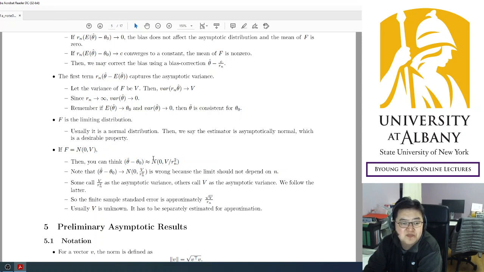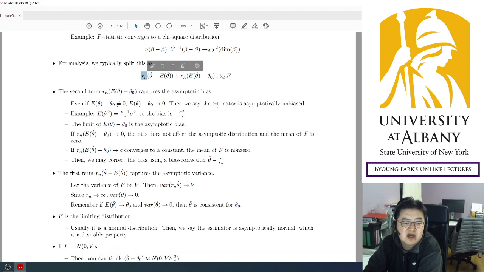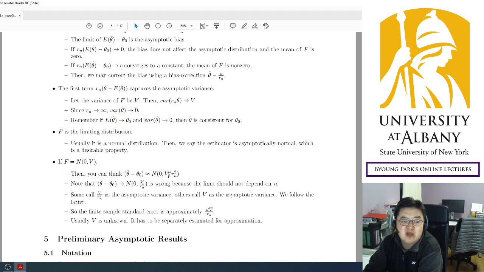And then I would say an easy way to understand this is that the estimation error is approximately following a normal distribution with variance V divided by r_n squared. So we have to adjust by r_n squared because it was multiplied here. To cancel this out, you have to divide both sides by r_n. But when you calculate the variance, a multiplied constant is squared. So we will get this. This is an approximation, so it is not wrong, but this is wrong.